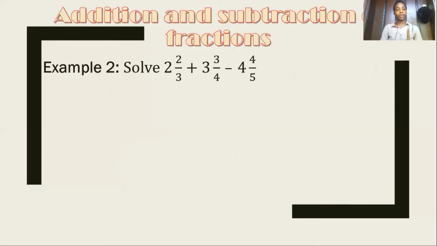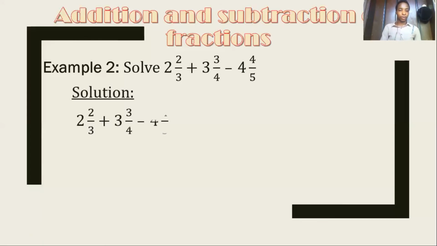Alright, final example. I have to solve 2 whole number 2 over 3 plus 3 whole number 3 over 4 minus 4 whole number 4 over 5. Now, please don't be scared with this question. Don't let this question scare you, so to say. Even if they had 5 more fractions to it, it's still the same principle, still very simple.